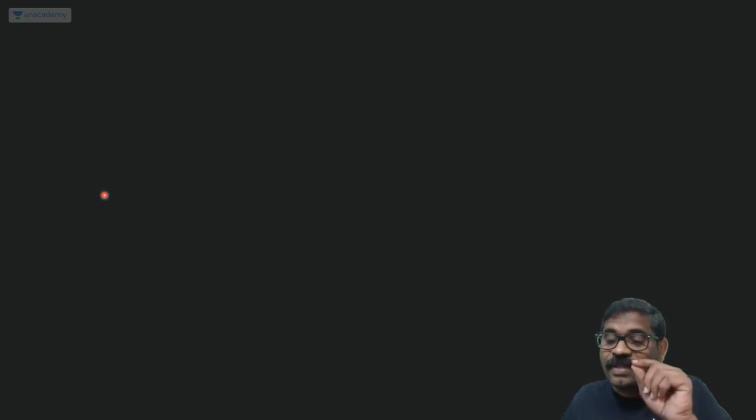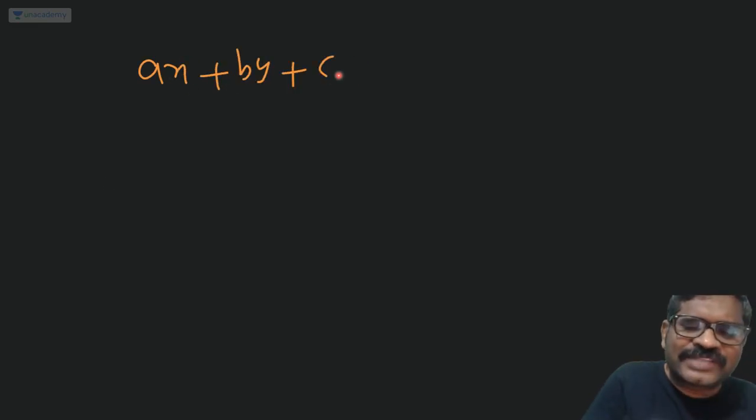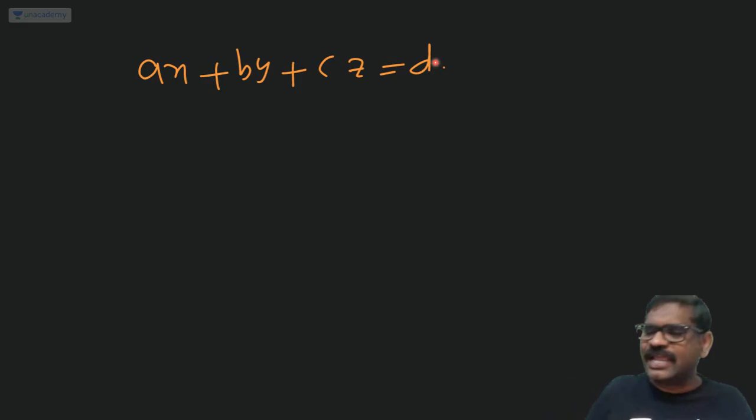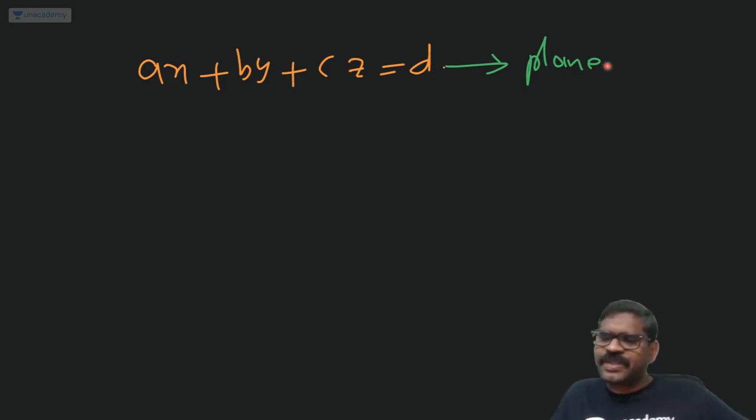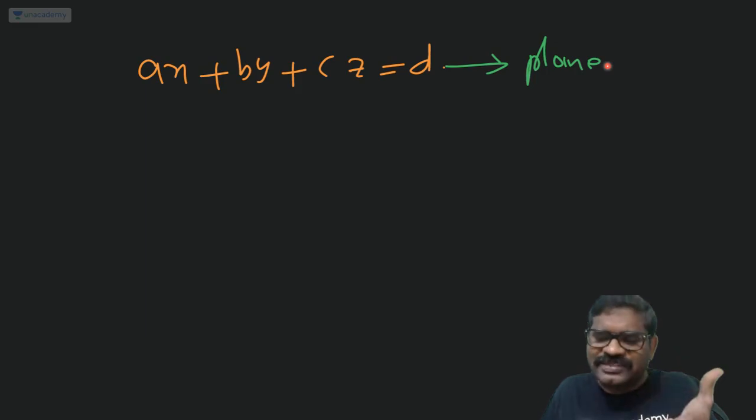Simple. Any equation in the form of ax plus by plus cz equal to d represents geometrically a plane. So I have given 3 equations means I have given 3 planes. You are going to find out the point of intersection of 3 planes.